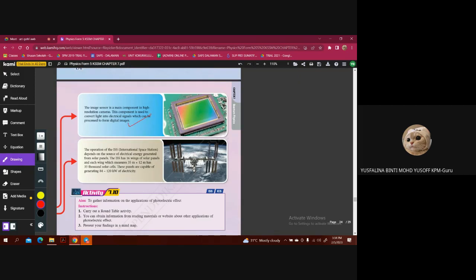Or the image sensor in the high resolution camera. This component converts light into an electrical signal which can be processed to form a digital image. And the operation of the ISS depends on the source of electrical energy generated from a solar panel. Of course, we know that they don't have any power plant station here. So of course, they will use solar energy to produce the electricity. So these are the solar panels that have 33,000 solar cells. So this is the function actually.